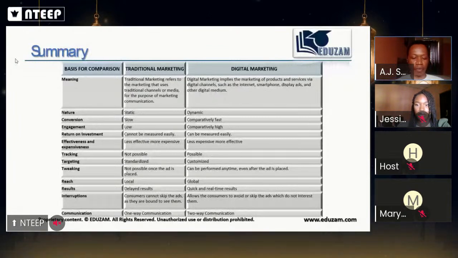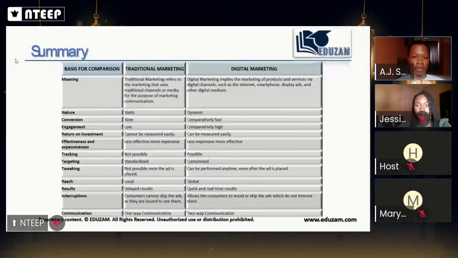Targeting is customizable. You can actually customize digital marketing. Then tweaking is not possible with the traditional way of marketing, but with digital marketing, it's very possible. You can customize it and tweak it to meet your needs, even after the ad is running. If it's not working the way you want, you can always pause it and make changes.